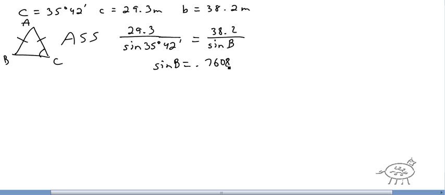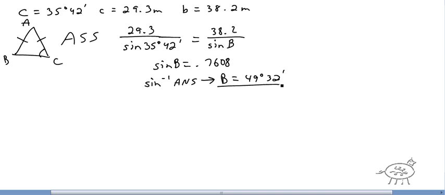When you get that 0.7608 and so on, you're going to keep that in your calculator, and you're just going to hit inverse sine of answer on your calculator. And if you do that, you're going to get B is equal to 49 degrees 32 minutes. Okay, that's kind of nice. So we have our angle B.